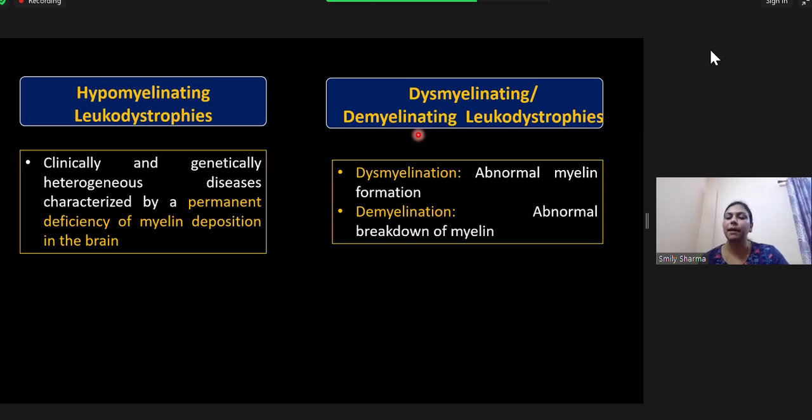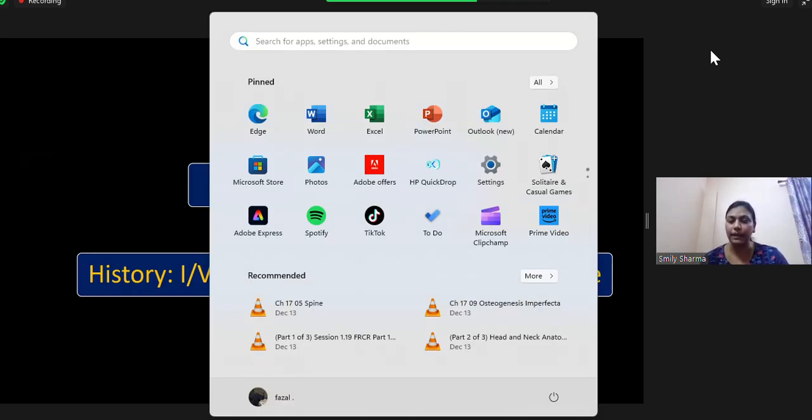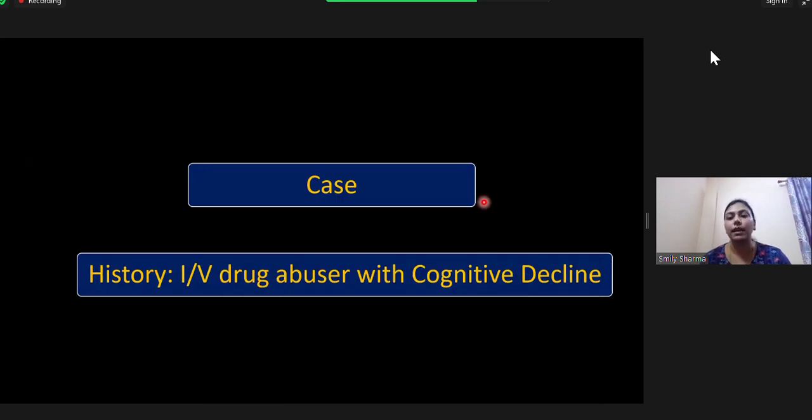Earlier the terms dysmyelination and demyelination were used separately. Dysmyelination refers to abnormal myelin formation, whereas demyelination is abnormal breakdown of myelin once it is formed. But in the latest article by Van der Knaap, they divided the leukodystrophies into hypomyelinating and demyelinating and removed the word dysmyelination, so in this discussion we will also consider hypomyelinating and demyelinating leukodystrophies. The first rule was to look at the age. The second rule was to understand whether it is normal myelination, delayed myelination, hypomyelination, or demyelination.